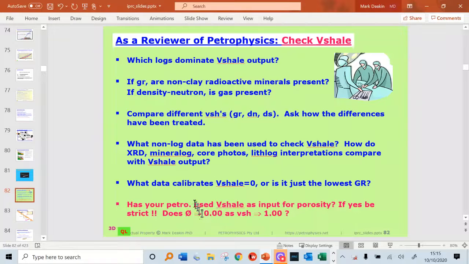And then finally, as a petrophysicist yourself, you should know if your porosity, which is actually going to go into reserves, has been affected by a change in vshale. So if you find in your evaluation that when you change vshale by, let's say, 10%, your porosity also changes by a significant amount, then really it's not nice. It means that you've got something which is very uncertain, which is affecting your evaluation.